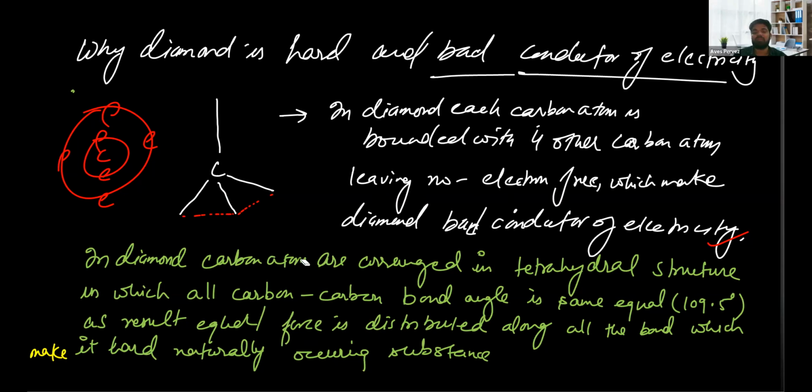Okay, and in diamonds, each carbon atom is arranged in tetrahedral structures, in which all carbon-carbon bond angles are the same, or equal, that is 109.5 degree. And as a result, equal force is distributed along all the sides, which makes it a hard, naturally occurring substance. So please note it down. Yes, sir.